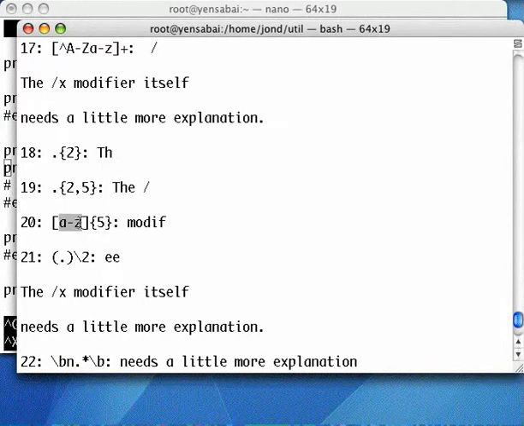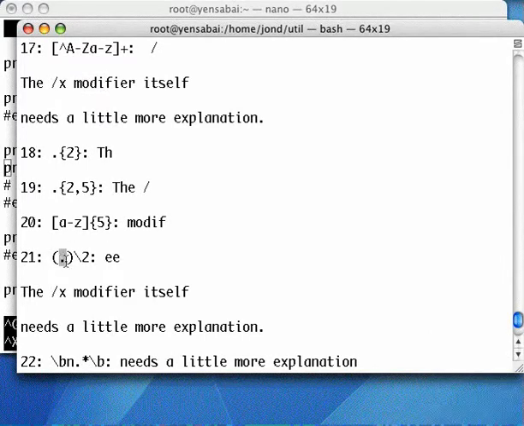This is lowercase and 5 of those, and the first one. And they all have to be in a row. So you can't pick on the X here. It has to find 5 consecutive lowercase letters.